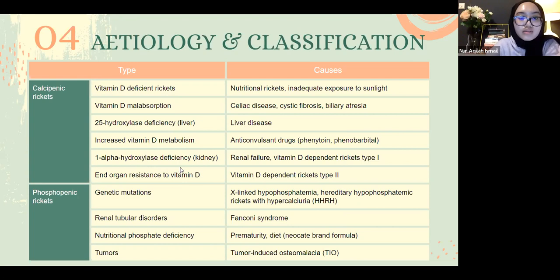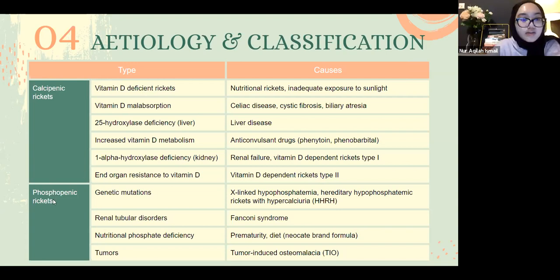And 1-alpha-hydroxylase deficiency can be caused by renal failure or vitamin D-dependent rickets type 1, or VDDR type 1, which is a hereditary disorder related with vitamin D metabolism. And the other one, we have end organ resistance to vitamin D, which can be vitamin D-dependent rickets type 2, VDDR type 2, also a hereditary disorder, but it is often related with vitamin D action.